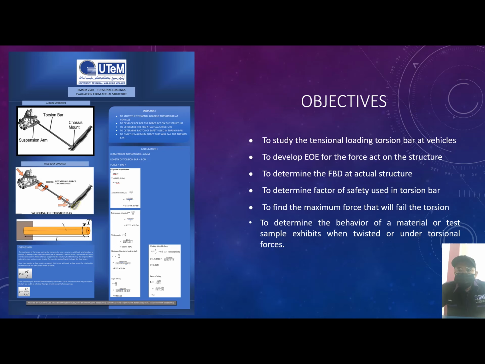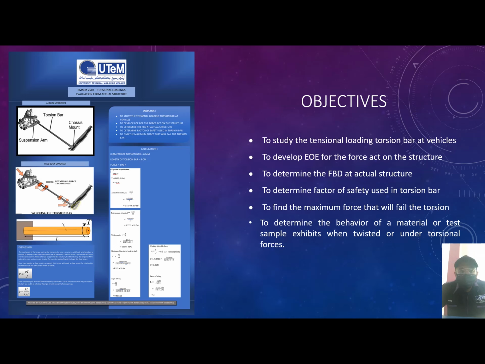Okay, let's go to my part, objective. Firstly, to study the torsional loading of the torsion bar at vehicle, and then to develop the equation for the force acting on the structure, to determine the FBD at actual structure, to determine the factor of safety used in torsion bar, to find the maximum force that will fail the torsion, to determine the behavior of a material or test sample when twisted or under torsional force.